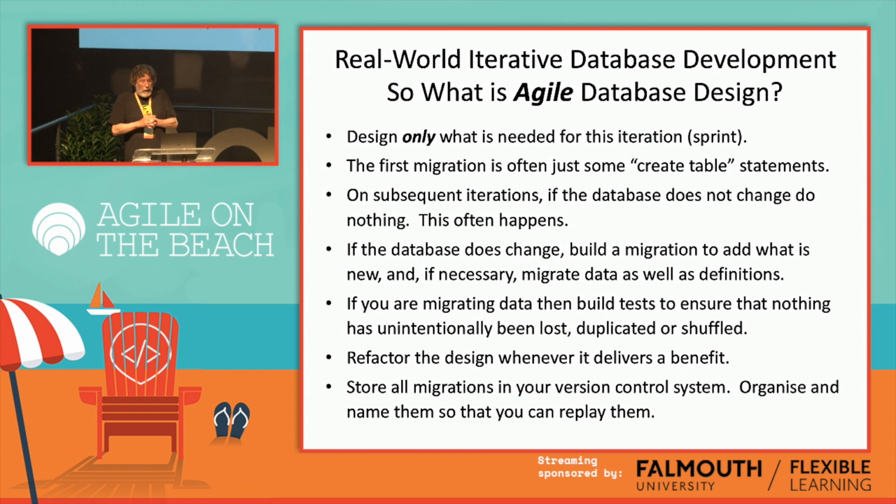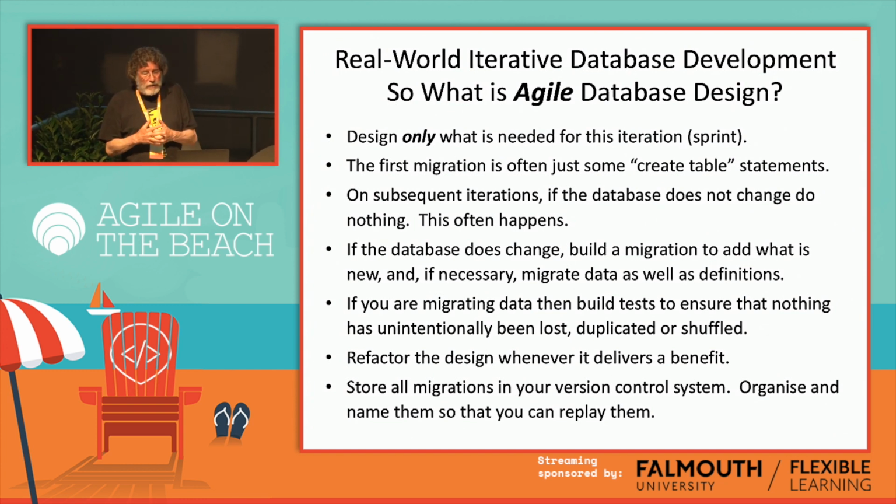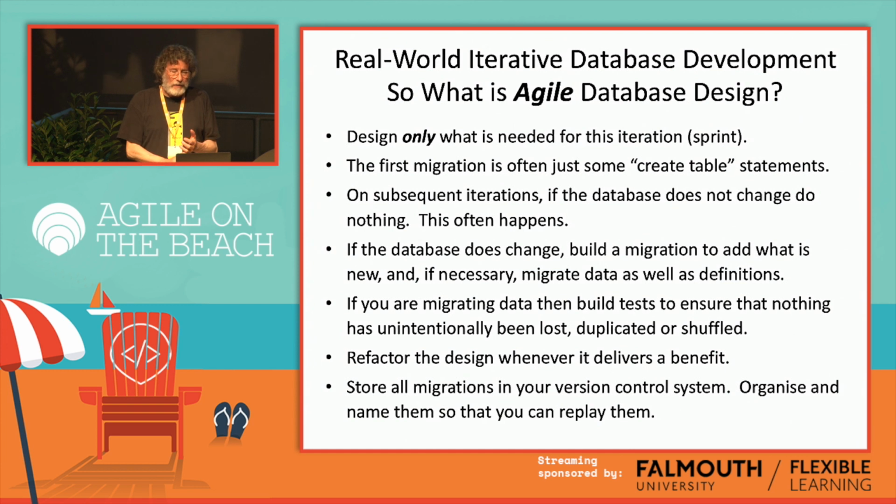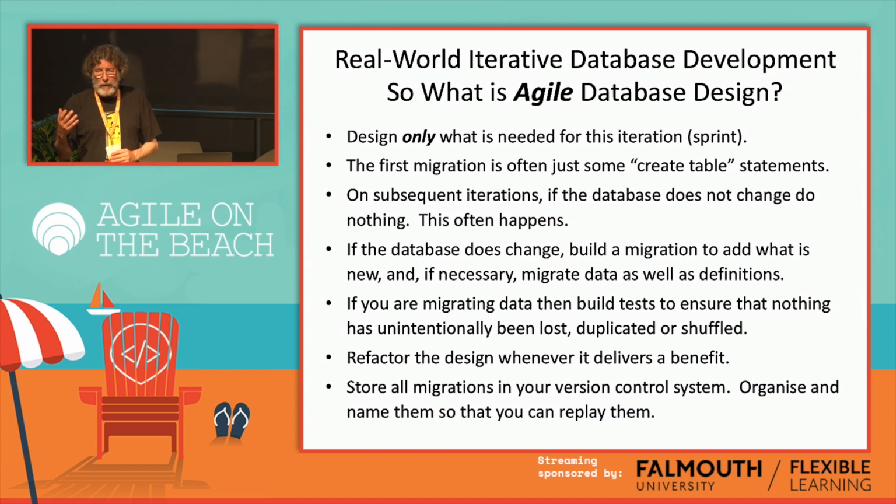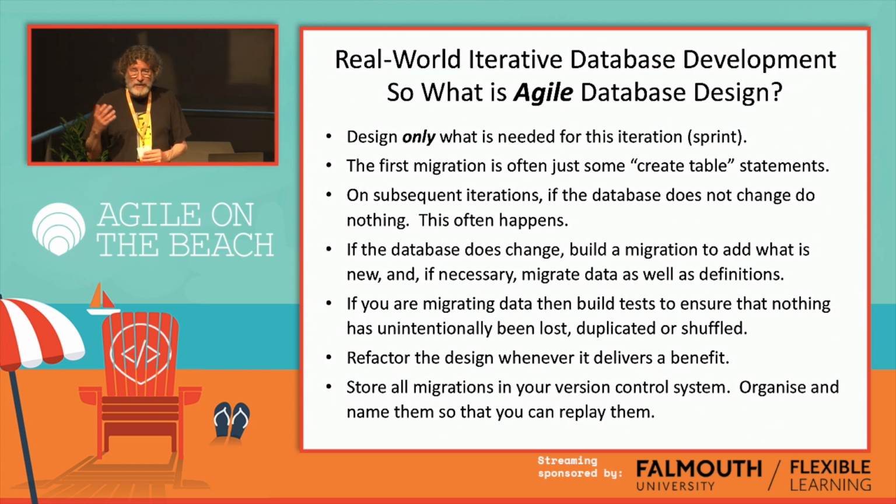So how we make our database development iterative, rather than having this great big expensive process of doing designs that don't get used, is that we design only what is needed for the iteration, for the particular sprint that we're doing. That should be really familiar from the application development side as well. That's exactly what you do. You don't build stuff that you haven't agreed to build as part of each iteration.